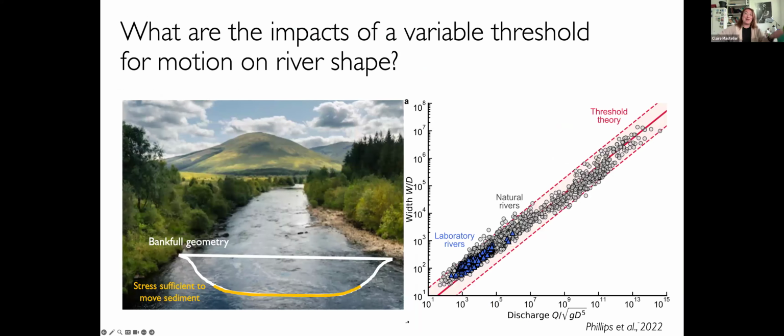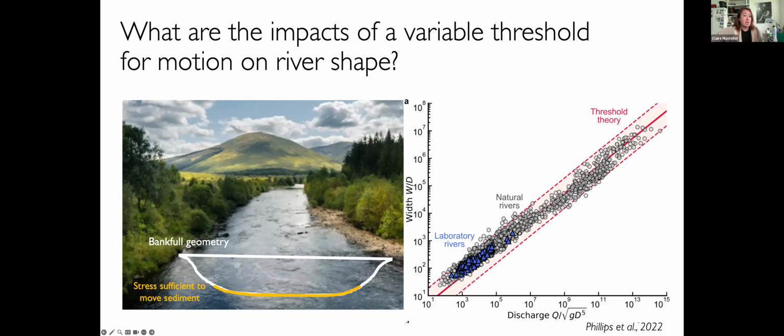Okay, and so I motivated this talk by telling you there's this strong coupling between the threshold for motion of the particles that comprise our riverbeds and the shape of our river, so specifically the channel width. And now I've just told you that the threshold for motion can vary in space, it can vary in time, it can vary in response to a number of different drivers.